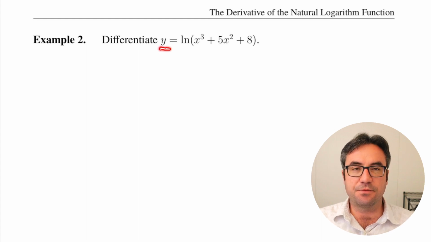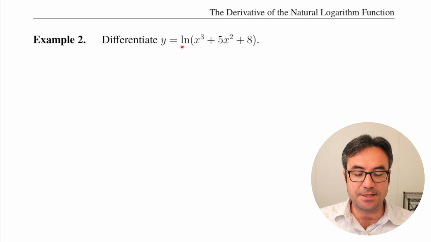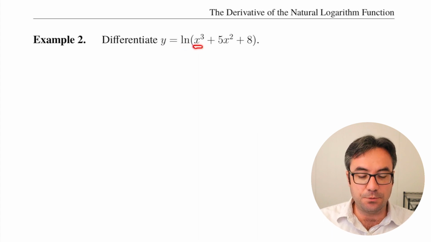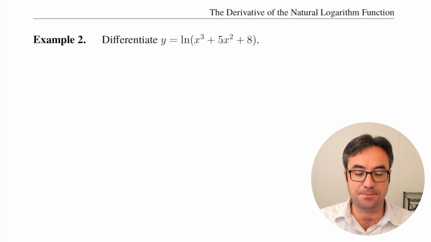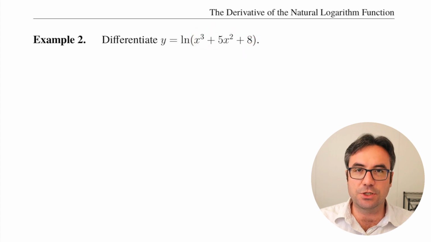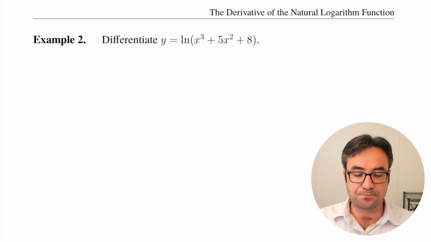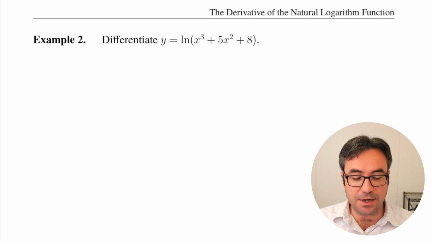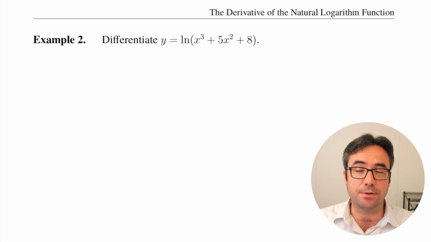So we're going to do example 2. Here we're going to differentiate the function y equals the natural log of x cubed plus 5x squared plus 8. So essentially there's more than just an x. There's a whole bunch of other stuff getting plugged into this natural log function. So we have an outer function, natural log, and all this stuff getting plugged into it. So it's really a composition of two functions. And so to differentiate something like this would take chain rule.